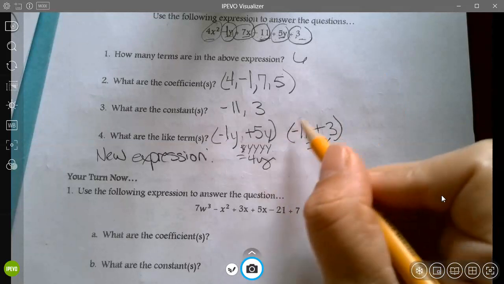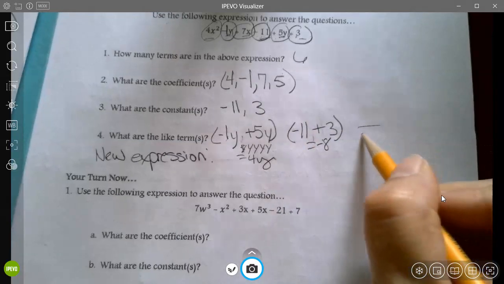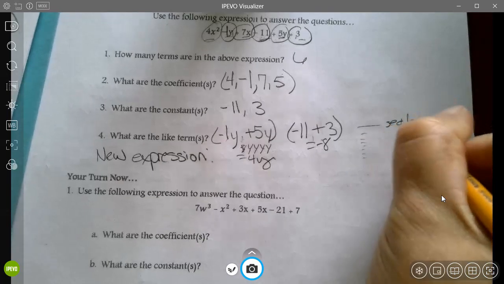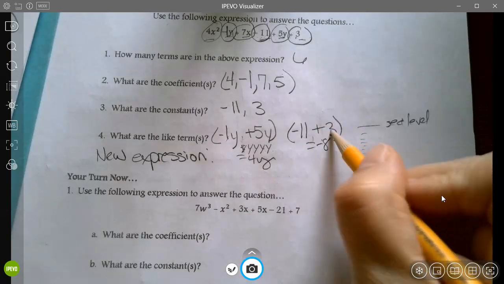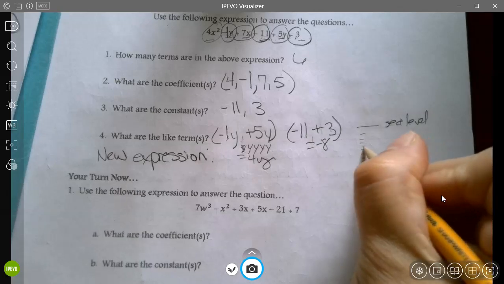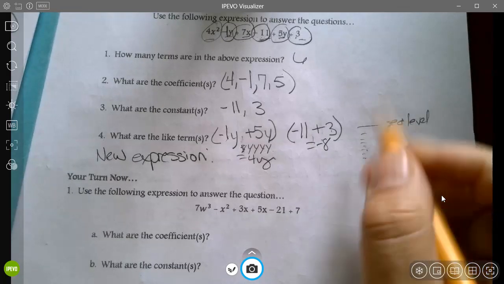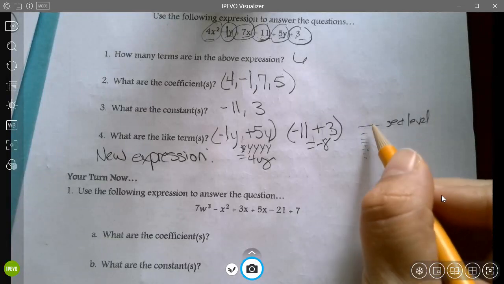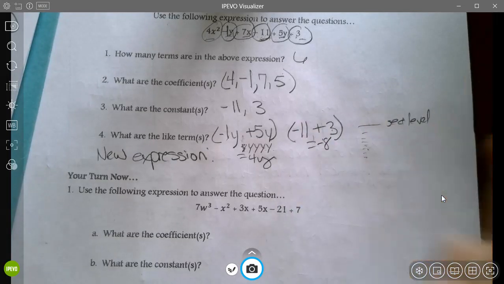Then if you think about negative 11, I am 11 steps below sea level. And my plus 3 just means I'm walking up 3 of the steps. Where am I? I'm still below sea level, but now I am 8 steps below sea level rather than 11.